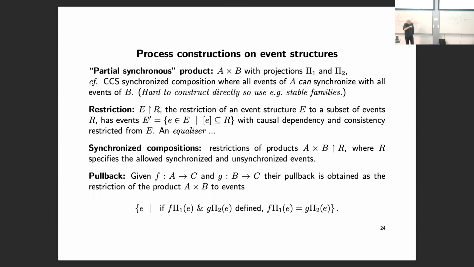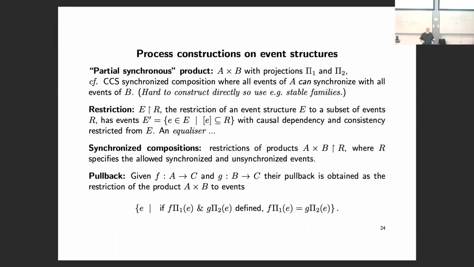We have a category now. So we have constructions. In fact, we have products, categorical products. We have pullbacks, which will be very important for composing strategies. The products will be a kind of synchronization mechanism where you take two event structures and you let them synchronize arbitrarily. You don't always want to have arbitrary synchronizations, so you can use equalizers to cut down on the number of synchronizations that you have.